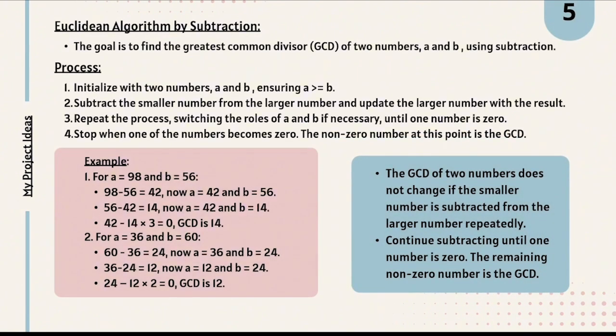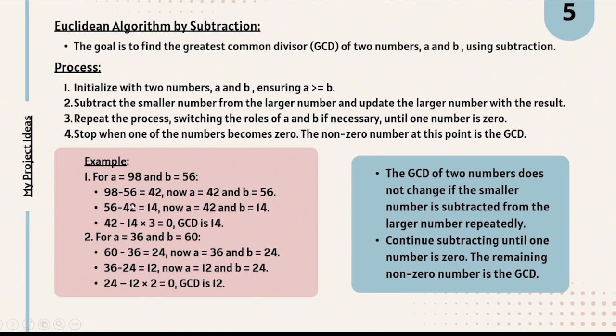Okay. So in the Euclidean algorithm by subtraction, what did we do? Our goal is to find the GCD of two numbers A and B using subtraction, and the process we already discussed before. So let's have a look at the example. Suppose A is equal to 98 and B is equal to 56. Have a look at the bullet points that have been written here. So 98 minus 56, you get 42. Now A will be replaced by 42 as we discussed in the previous slide, and B is 56 again.